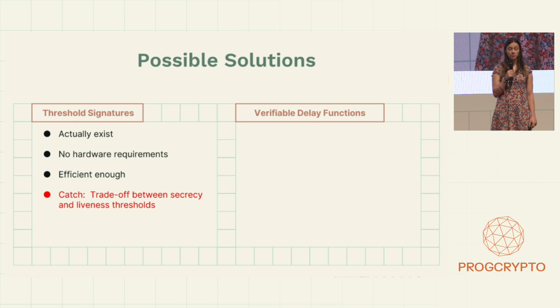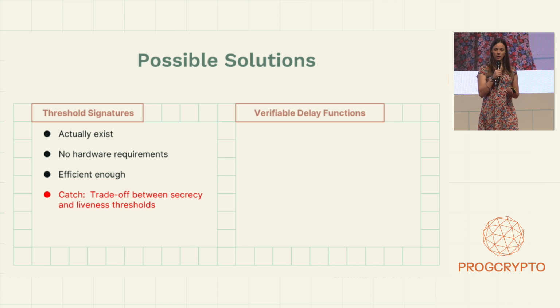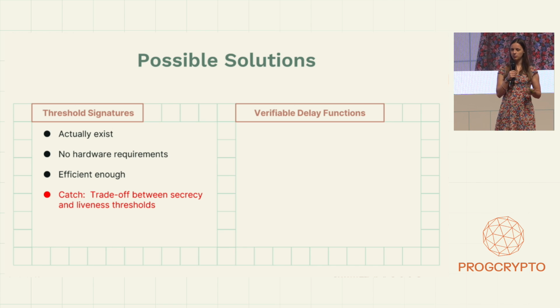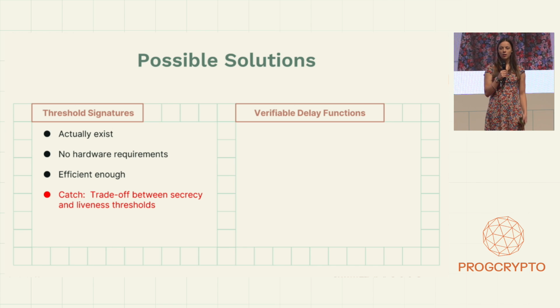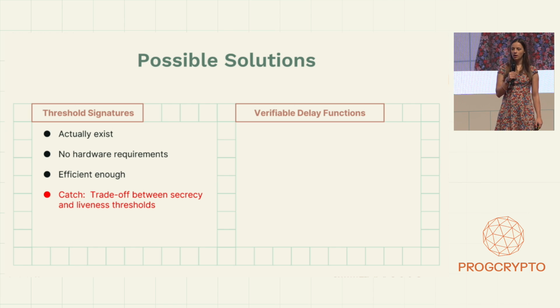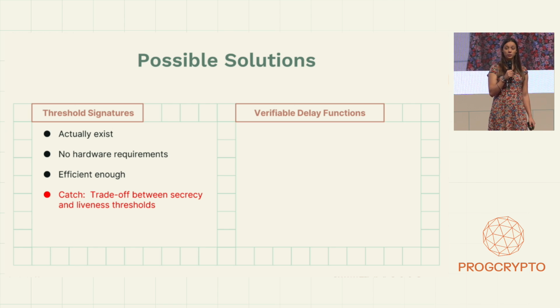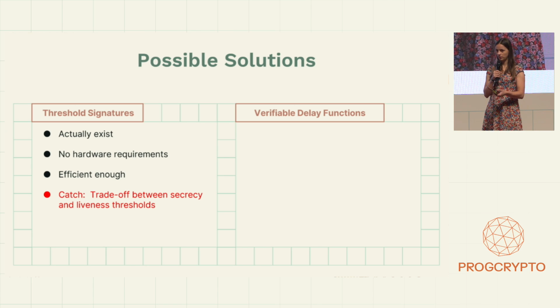They're efficient enough to be used in practice, and this is becoming more and more true as people research them further. But they do have a big fundamental catch, being that there is a trade-off going on between the secrecy and liveness thresholds. So let me say more on that.